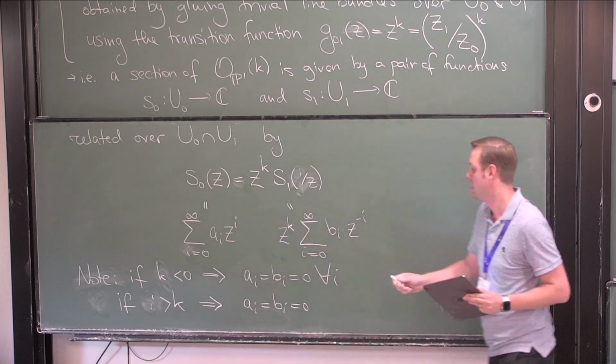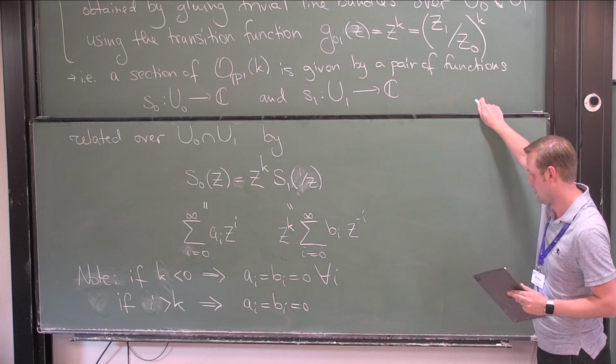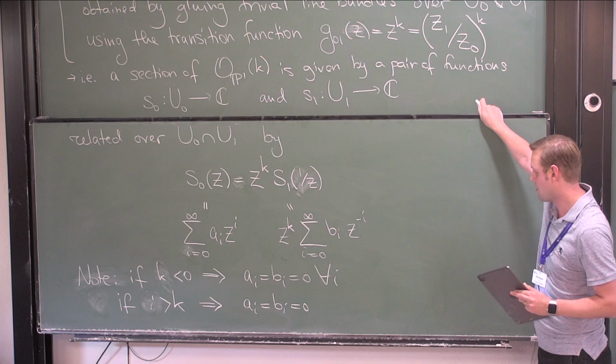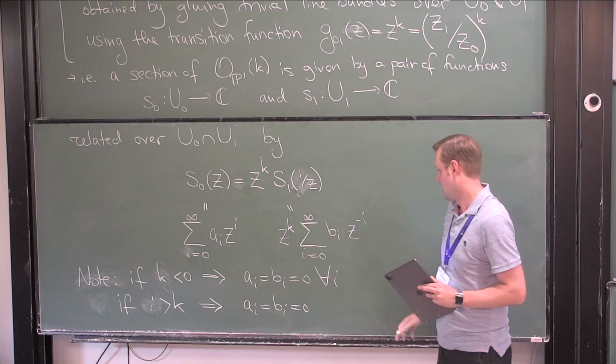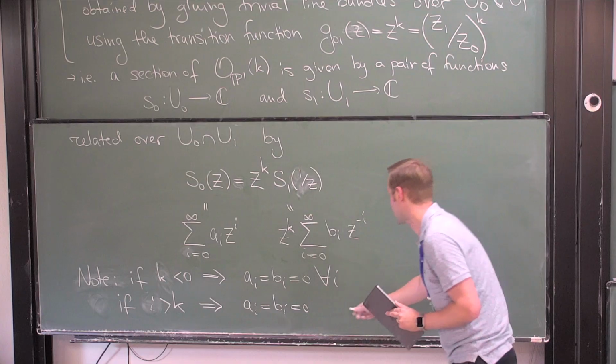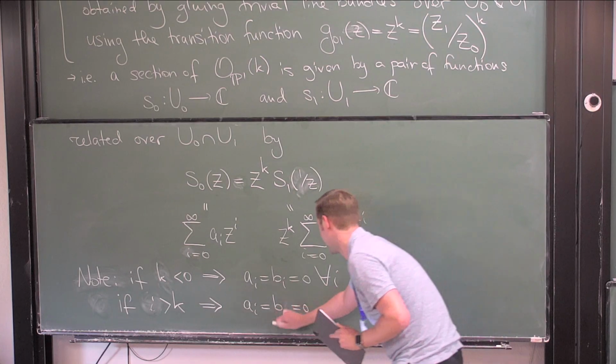Yes? It's just for the equalities that you wrote, it would be like b_{k-i} equals a_i, because you still have a shift of k in the powers of z. Yes, yeah, that's right. So, right, you're right.